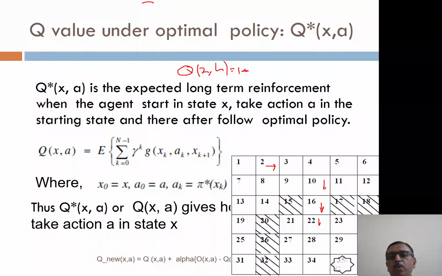Similarly, you compute Q(2, up). For Q(2, up), first you take an up action, thereafter you follow the optimal policy. Q(2, up) also will be 10. Q(2, down): you take the down action.